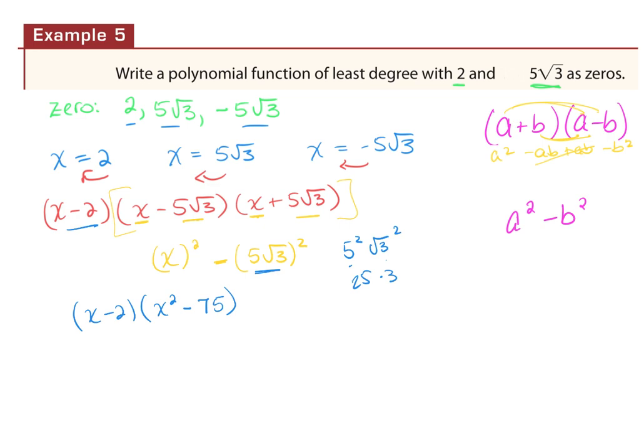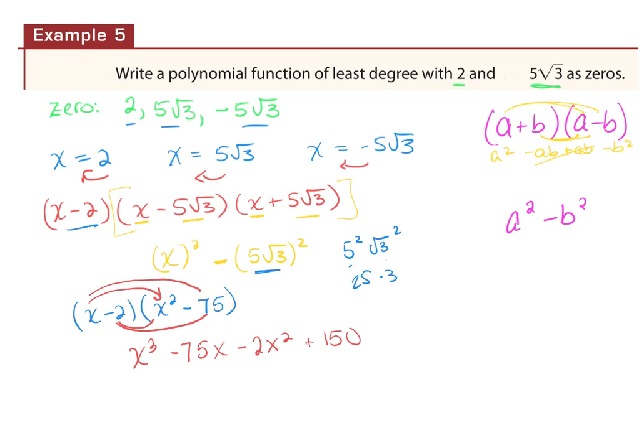All right? I'm still not done because it wants me to do the whole polynomial. So now I just need to do regular foiling here. Regular foiling. X times x squared is x cubed. X times negative 75 is negative 75x. Negative 2 times x squared, negative 2x squared. And negative 2 times negative 75 is a positive 150.